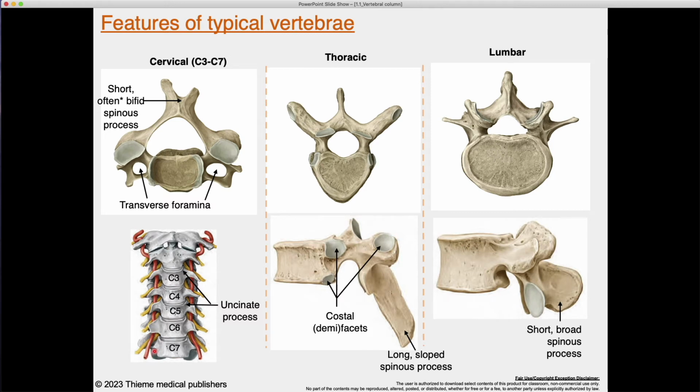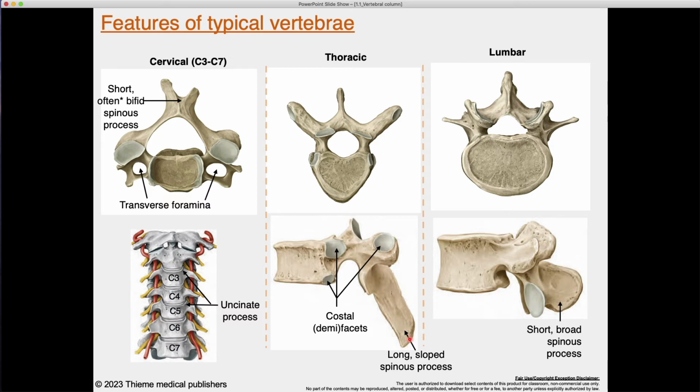Okay, let's have a look at thoracic vertebrae. If we start by looking at the body, thoracic vertebrae typically have this really nice heart shape. If we look at the spinous process of thoracic vertebrae, it's actually better to see them in this lateral view. We're going to see how they're long and sloped inferiorly.